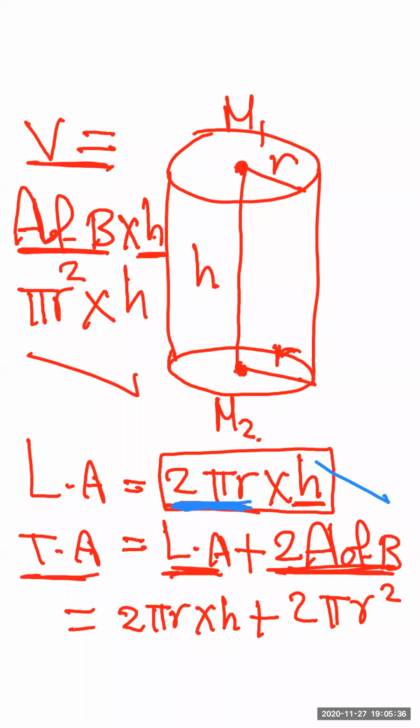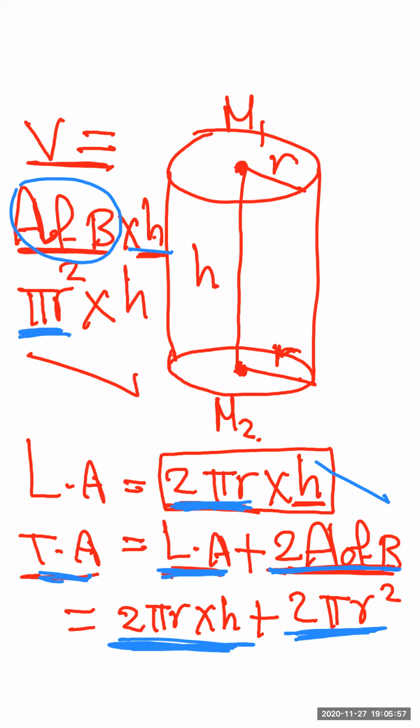Okay, then total area equals lateral area plus twice the area of the base. So the lateral area, we already got it, plus 2 or twice the area of the base, which is 2πr squared. And now the volume, area of the base times height. So πr squared, because it's a circle, times height, which is h. Now it's clear, guys? Yeah, thank you.